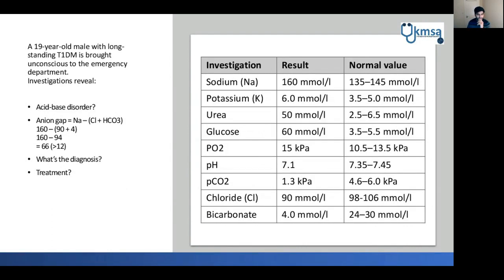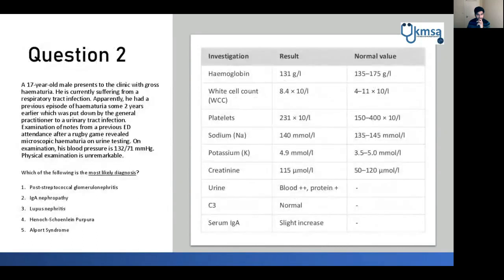That's good. Okay, so I'll try and read this out. It's a bit small maybe, but question 2. A 17-year-old male presents to the clinic with gross hematuria, or visible hematuria. He is currently suffering from a respiratory tract infection. Apparently he had a previous episode of hematuria some 2 years earlier, which was put down by the GP to a UTI. Examination of notes from a previous ED attendance after a rugby game revealed microscopic hematuria on urine testing.